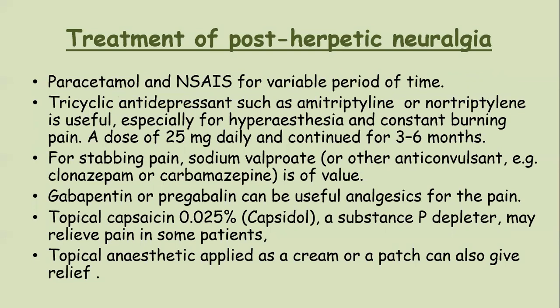Tricyclic antidepressants like amitriptyline and nortriptyline are given for hyperesthesias and burning pain. The dose is 25 milligram at night for 3 to 6 months. For stabbing and shooting pain, clonazepam, carbamazepine, and sodium valproate are given. New drugs like gabapentin and pregabalin have now replaced these tricyclic antidepressants and other anticonvulsants for reduction of pain.